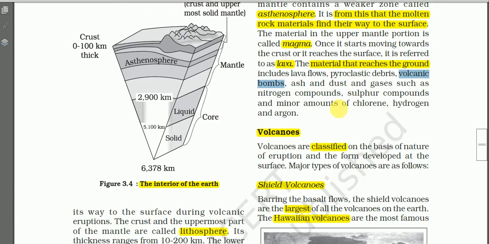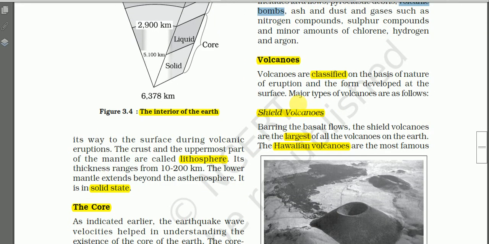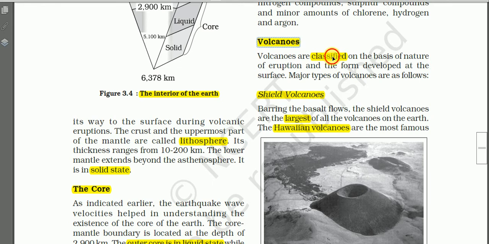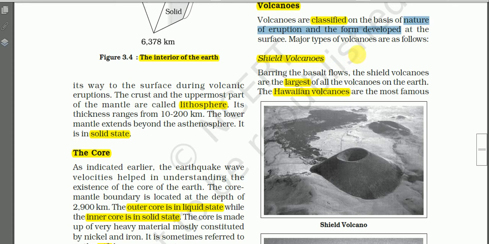And next we have the types of volcanoes. Volcanoes are classified on the basis of the nature of eruption and the form developed at the surface. So most of the types of volcanoes are as follows.